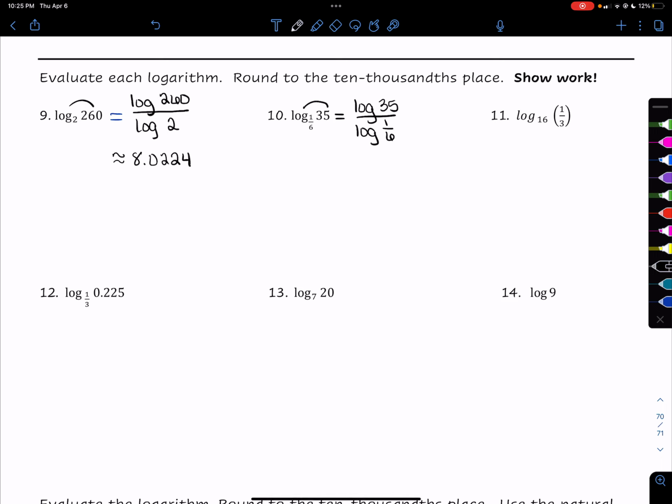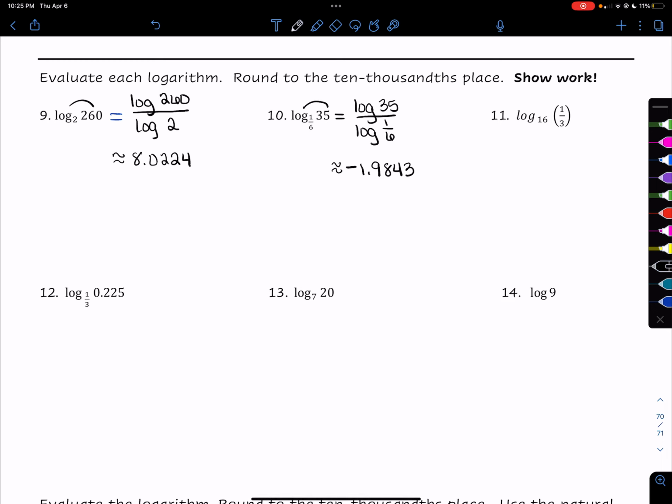Okay, remember there is a fraction button on the calculator. It's in the bottom left corner. It says ABC on it. So when you enter this, go ahead and enter 35 log divided by 1 fraction 6 log. And this one here is also 4 digits. It is an estimated answer. It is negative. So negative 1.9843.